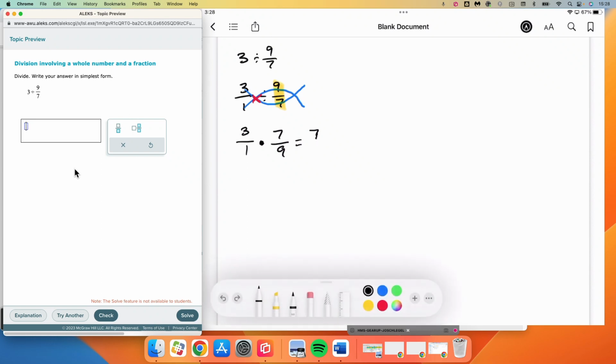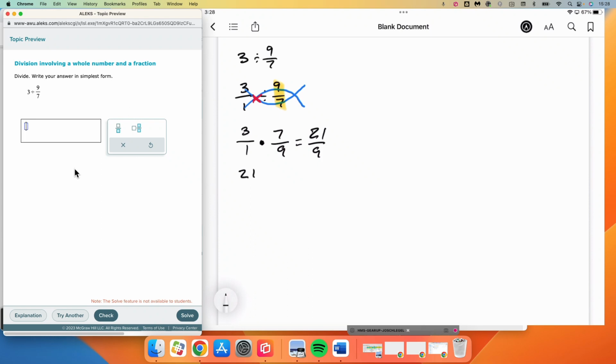No, 3 times 7 is not 7. My bad. 3 times 7 is 21. 9 times 1 is 9. We still have to simplify this fraction. They're both divisible by 3. So we would get 7/3.